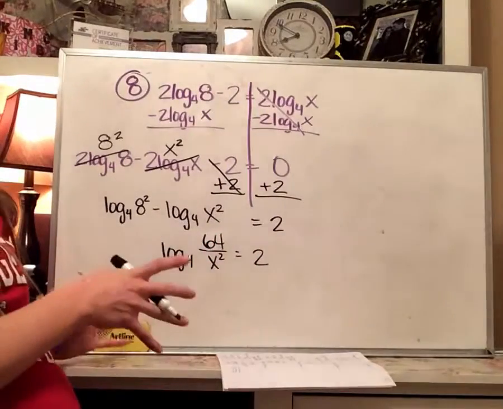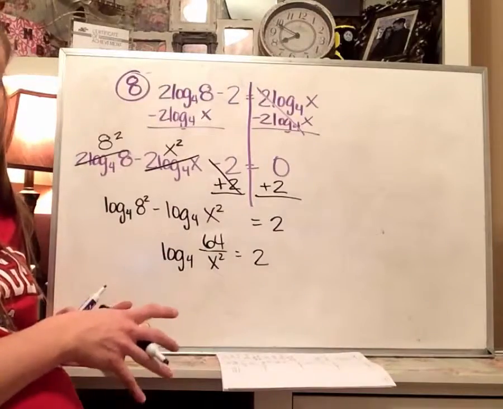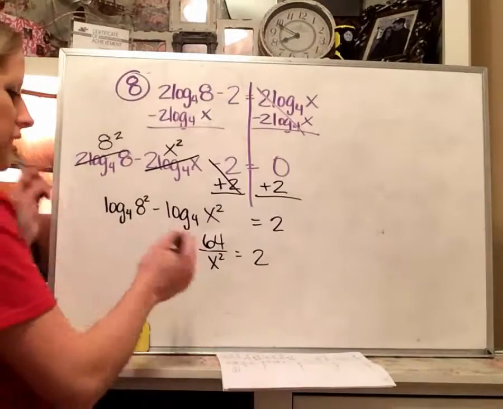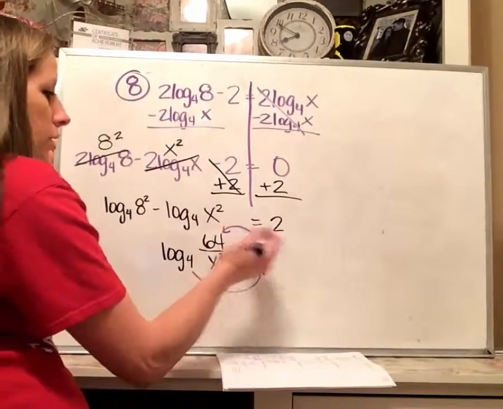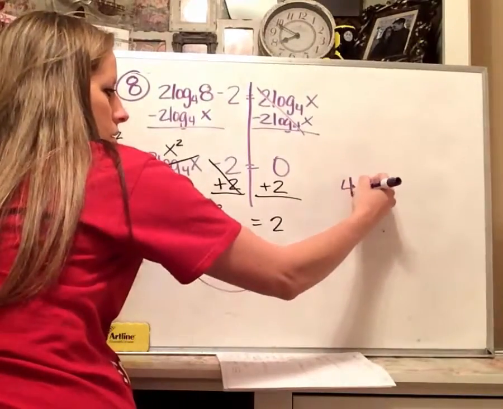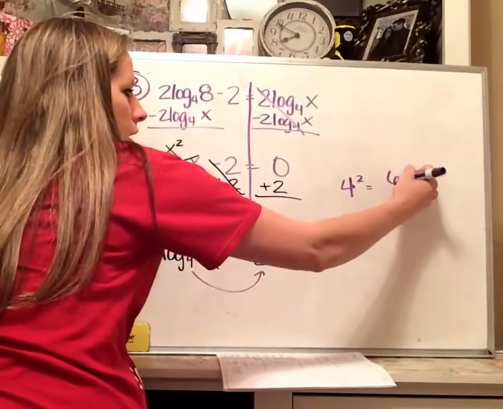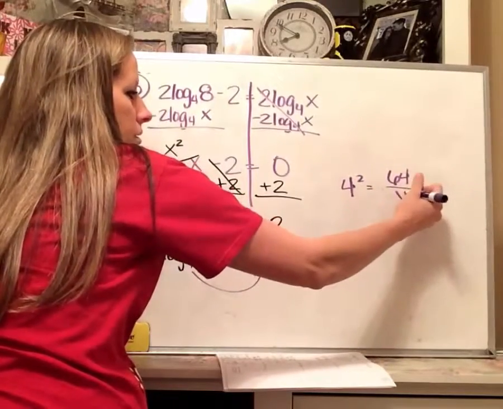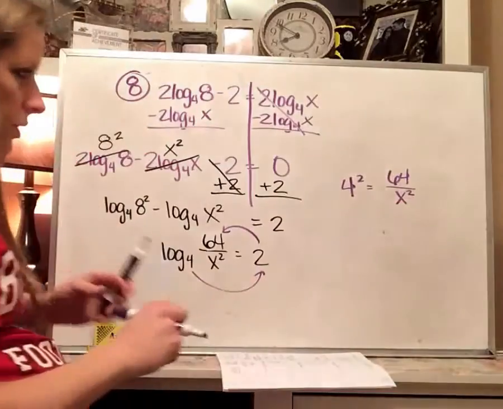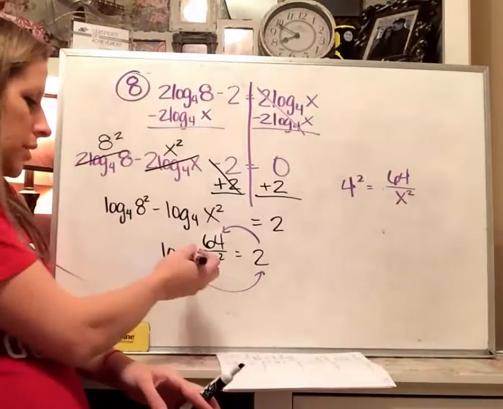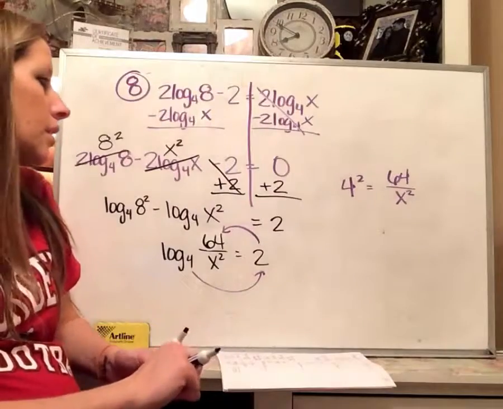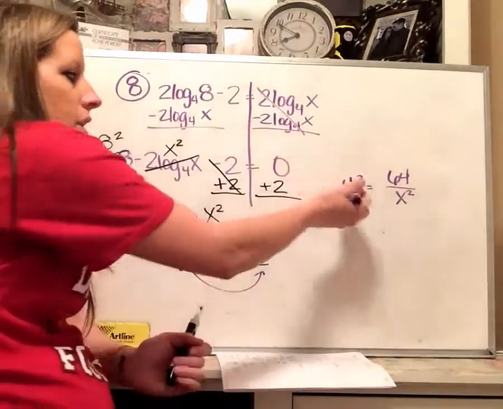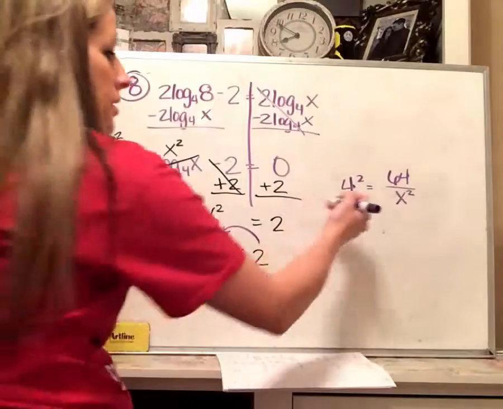Now that I've simplified it as much as I can, I'm going to change it to exponential form. So 4 squared equals 64 over x squared. Start with the base and move counterclockwise. So I can figure out what 4 squared is. It's 16.